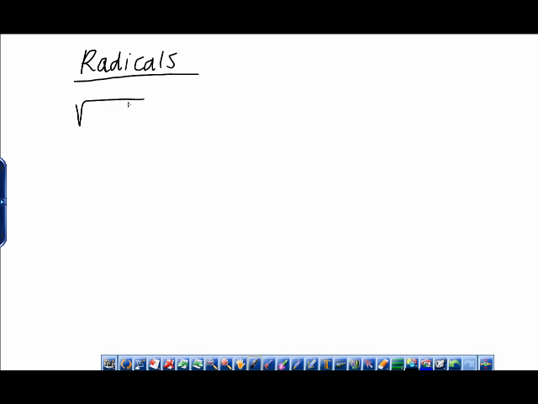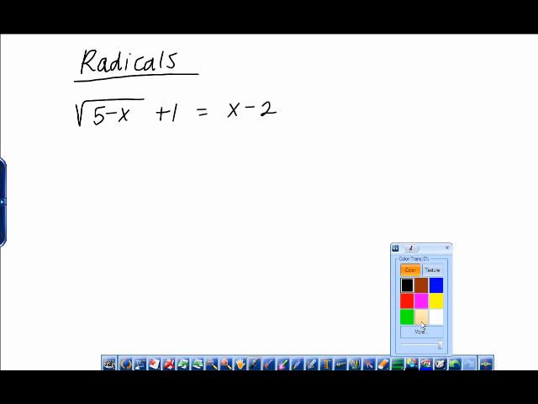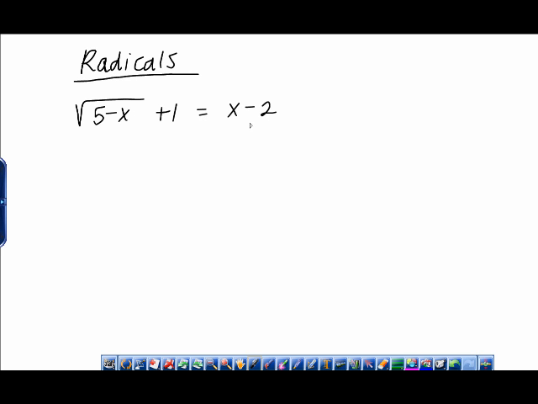Okay, let's say I had the square root of 5 minus x, plus 1, equaling x minus 2. Now, I don't know if you remember this from Algebra 2, but the fact that I have x inside and outside the radical is probably going to make this one more difficult. But definitely subtracting this 1 out is going to make it easier to solve. So that becomes x minus 3.